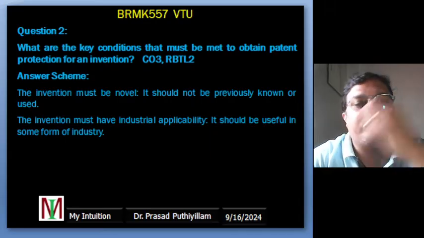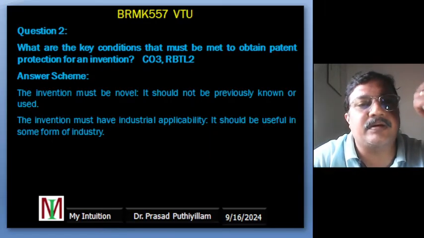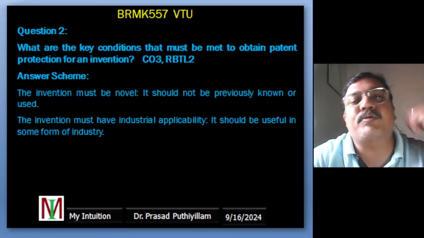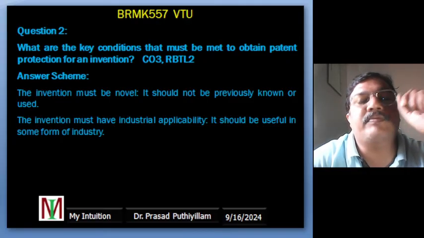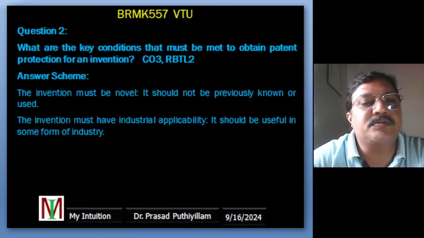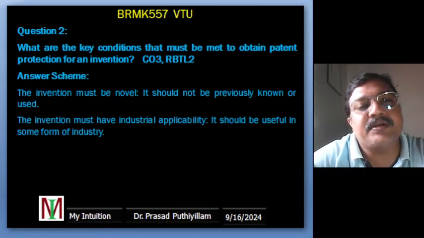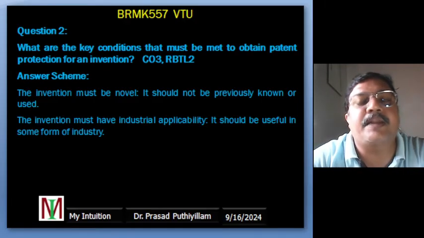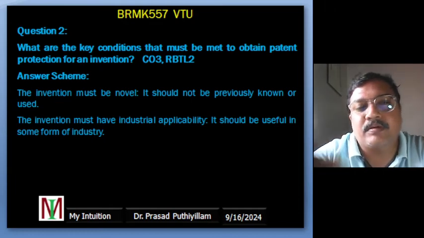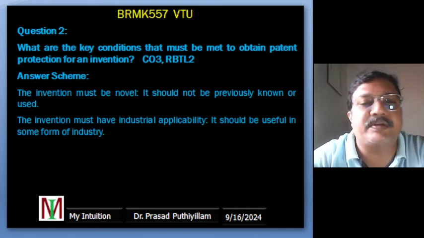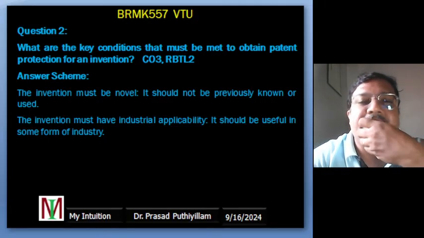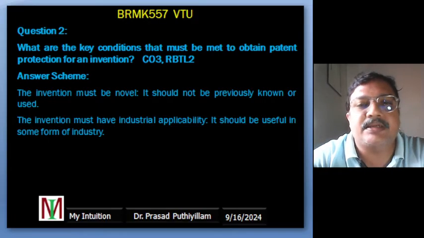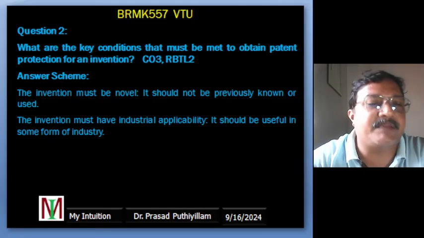Just think about a new type of solar panel which can produce electricity even during cloudy days. This invention could be very useful for the energy industry, as it can help people to produce more and more electricity in an efficient way. Since it is helpful and can be used in industry, it has industrial applicability. That is the word which is used.